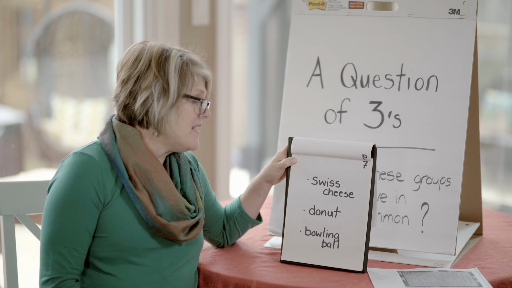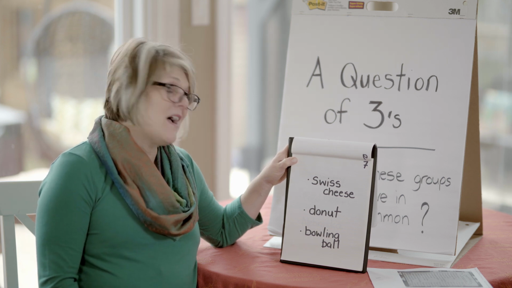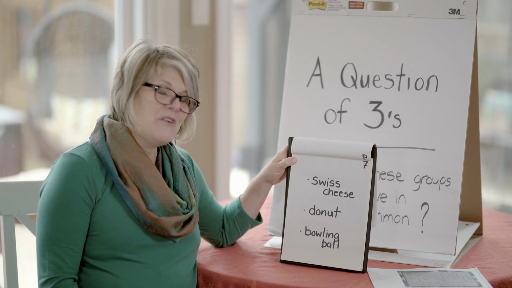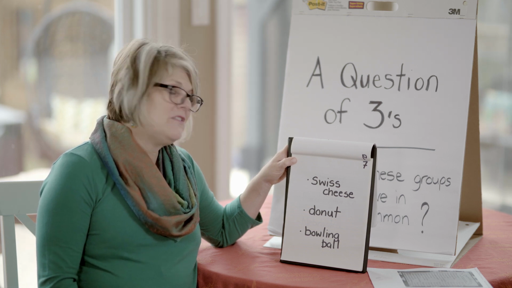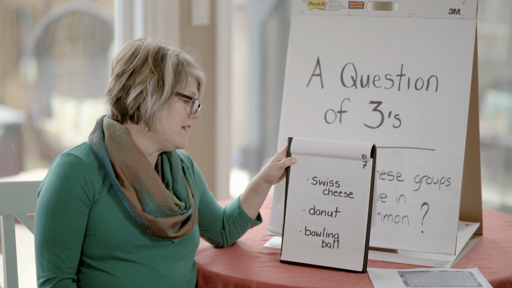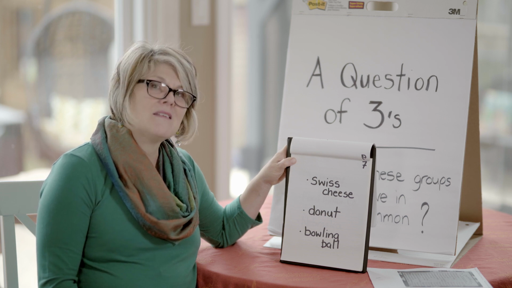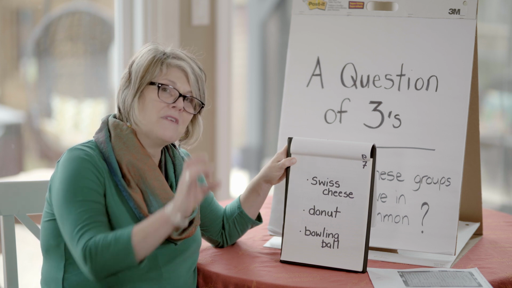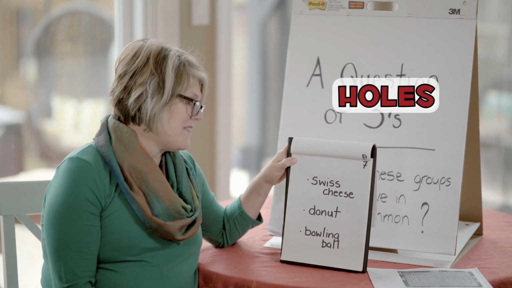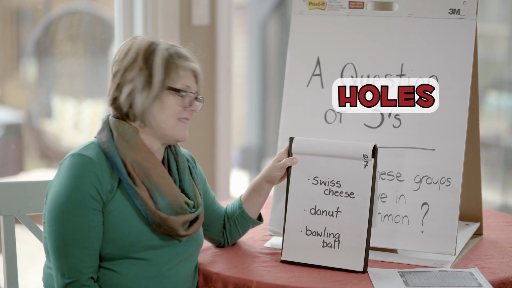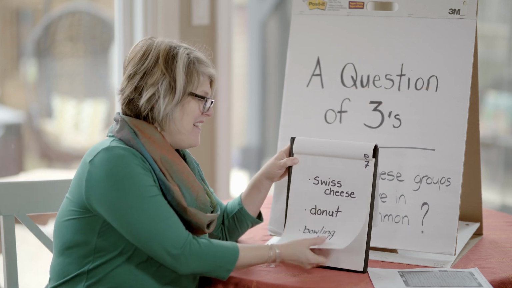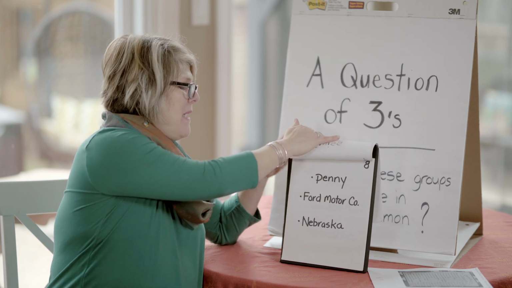Number 7: Swiss cheese, a donut, a bowling ball. What do they have in common? Swiss cheese, donut, and bowling ball. All right, think about it. They all have holes. They all have holes. Yes, I got that right. They all have holes.